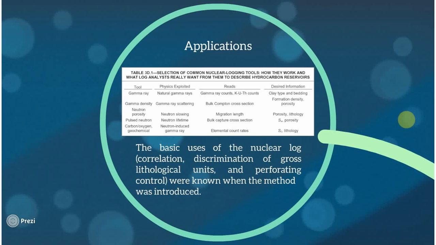The basic uses of the nuclear log were known when the method was introduced. These are correlation, discrimination of gross lithological units, and perforating. And the main tool of nuclear log is the gamma ray. The physics exploited is natural gamma rays. It reads gamma ray counts, potassium, uranium, thorium counts. And desired information of this tool is clay type and bedding, formation density, and porosity.